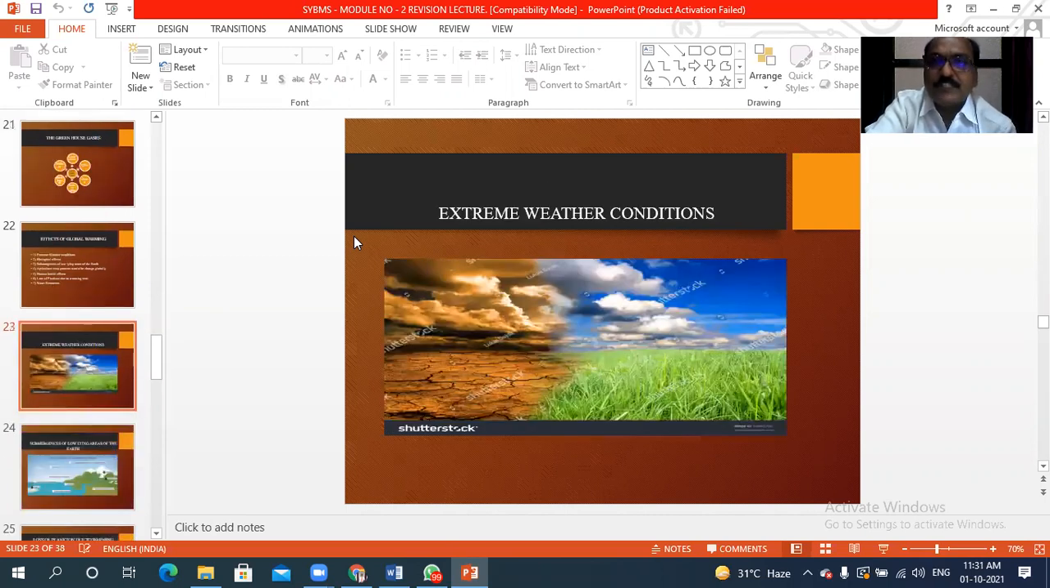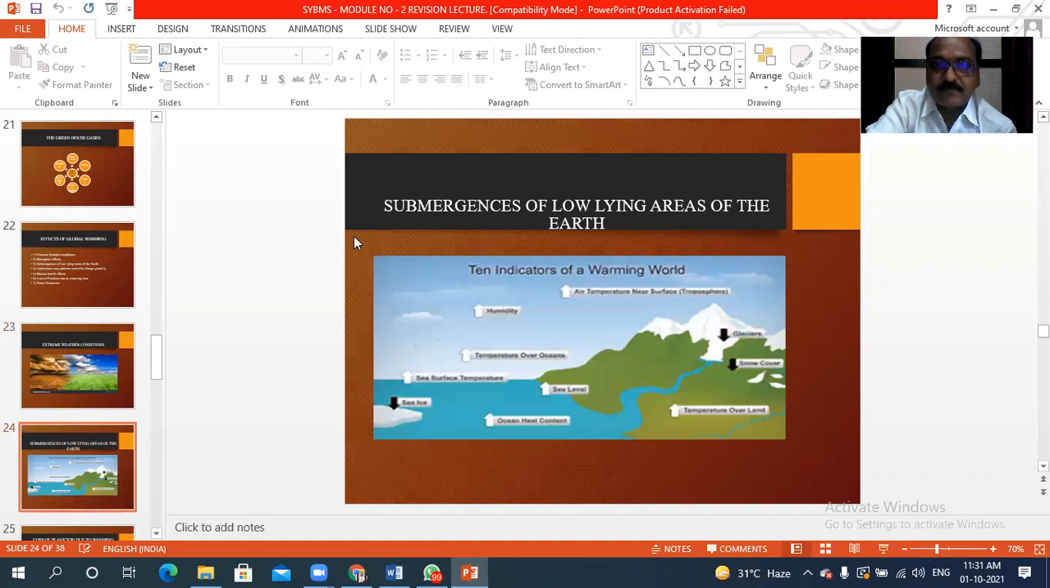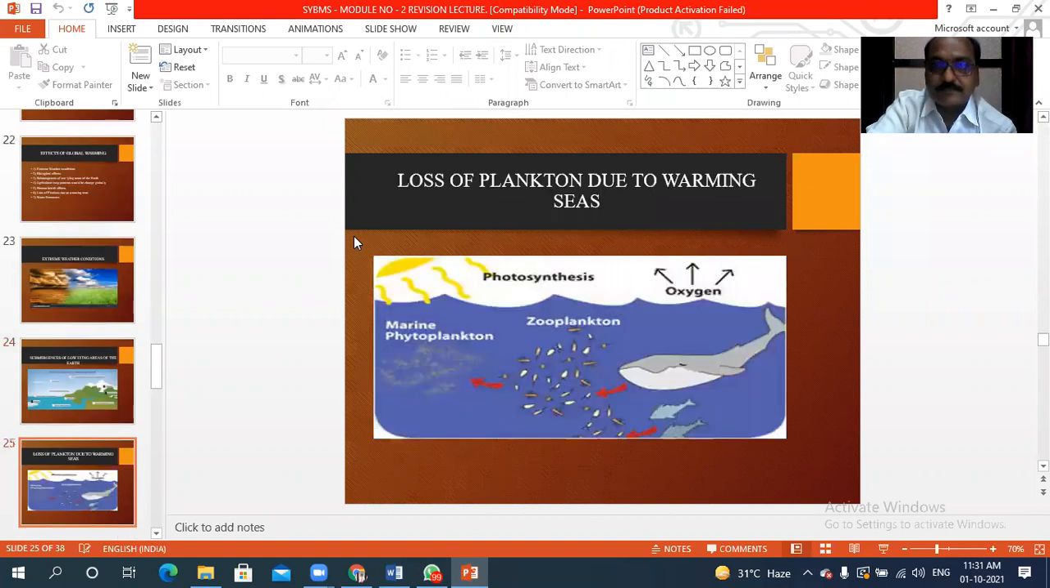You see the pictures which are related to that. This is extreme weather conditions. In some areas, heavy rainfall is there. In some areas, there is a shortage of water, so a drought situation is there. This is extreme weather condition. Then submergence of low-lying areas. You see the coastal area goes under the water and affects people.